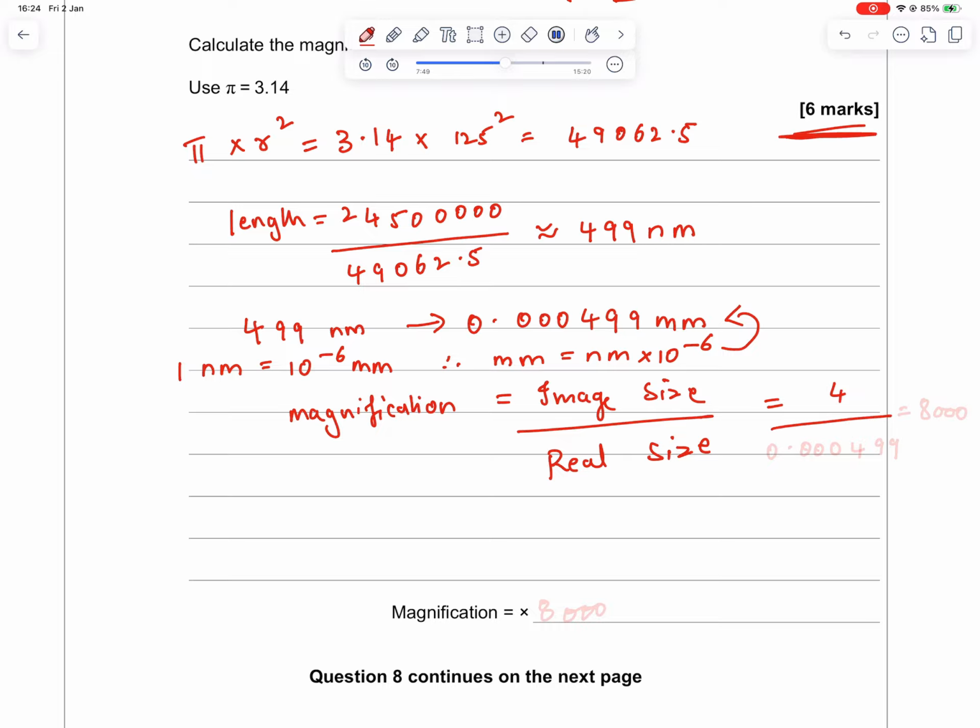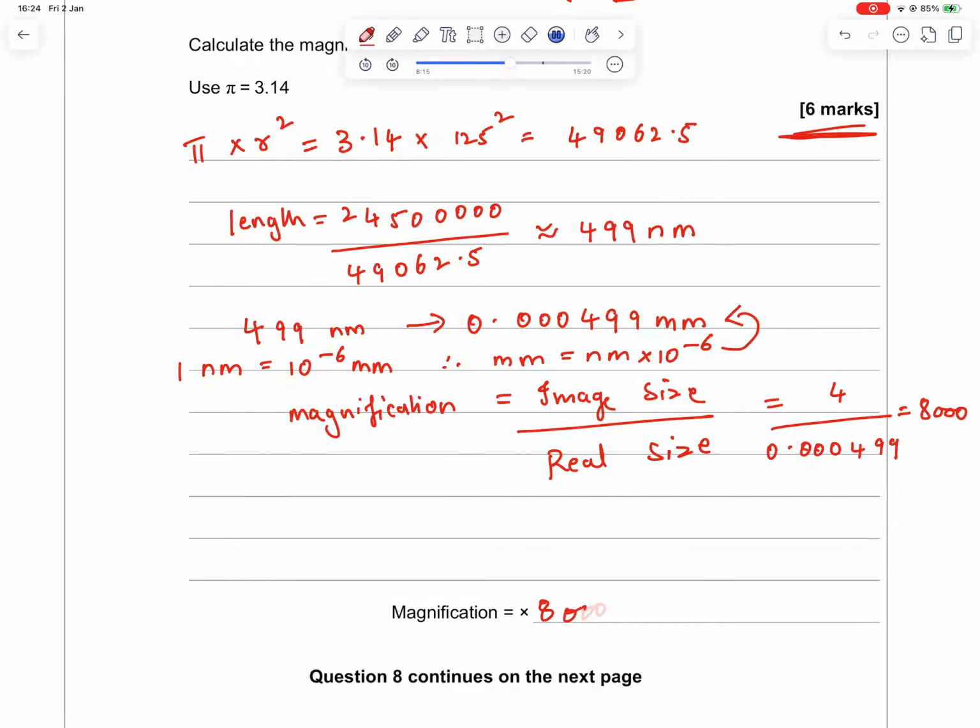4 over 0.0000499, and when I do that, I approximately get around 8,000. So the magnification is approximately 8,000 times. Now, even if your final number is wrong, showing the method still will earn you marks.